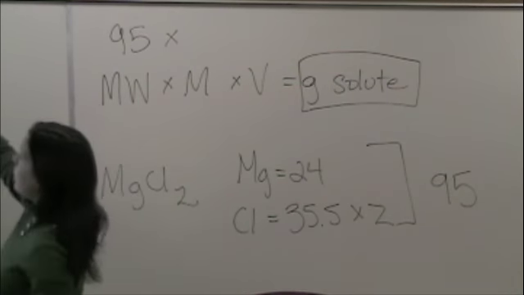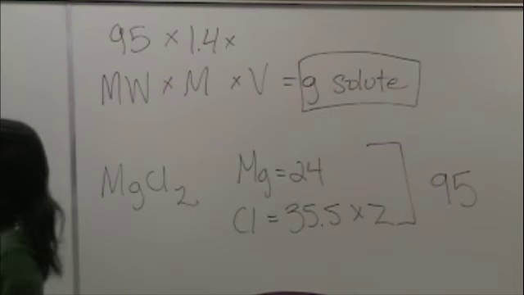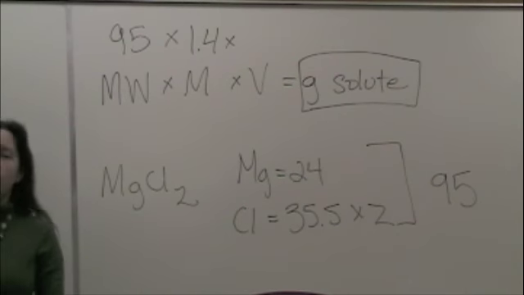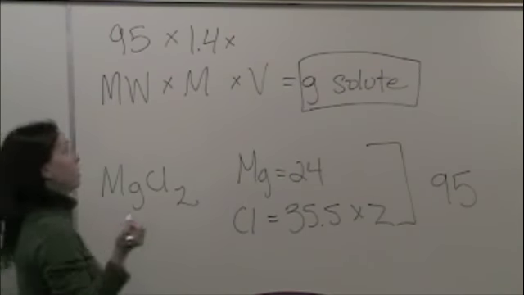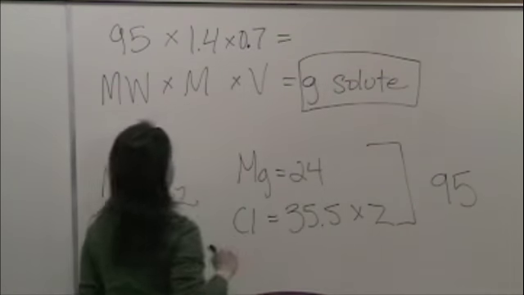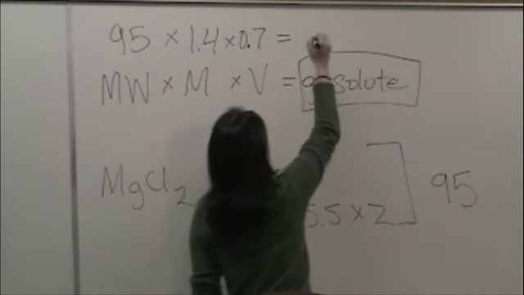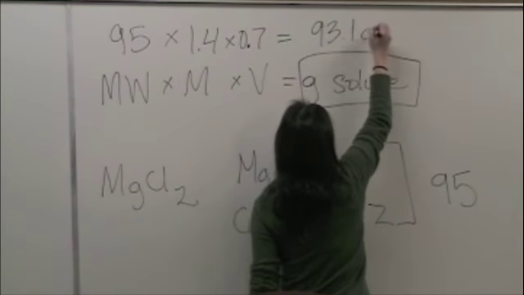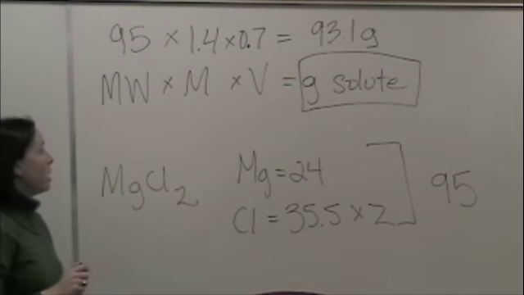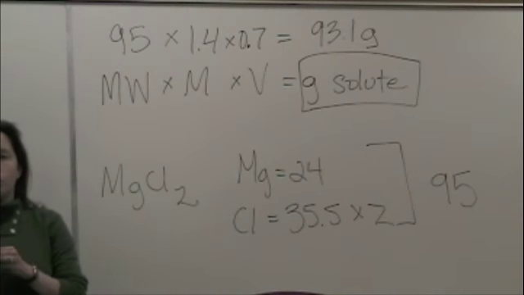Okay, we know what our molarity is, 1.4. And we know what our volume is, 700 milliliters. So instead of 700 milliliters, that's the same thing as 0.7 liters. So if we multiply that, 95 times 1.4 times 0.7, we get 93.1 grams. So you would have to dissolve 93.1 grams in 700 milliliters to get a 1.4 molar solution of magnesium chloride.